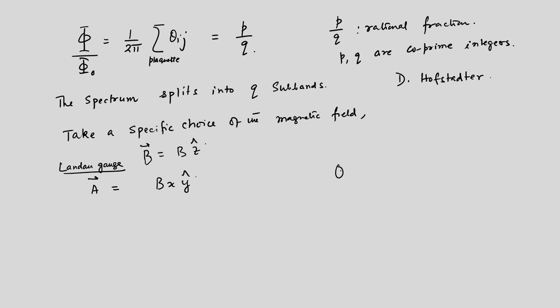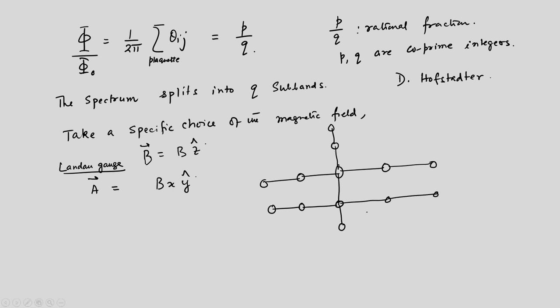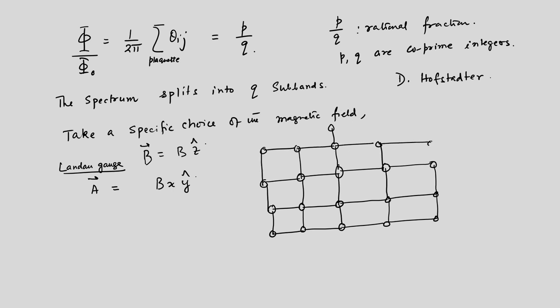Let me draw this square lattice once again. And you will see that, just bear with me till I draw the lattice. These are the bonds along which the electron hops, or the links, you can call them links or bonds, and so on and so forth. Well, I think this should be enough for our discussion.